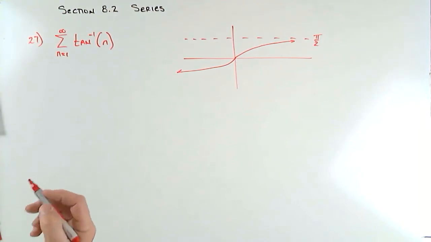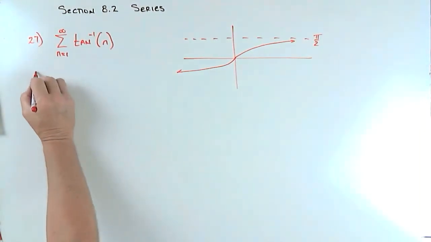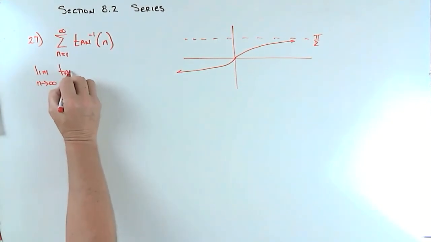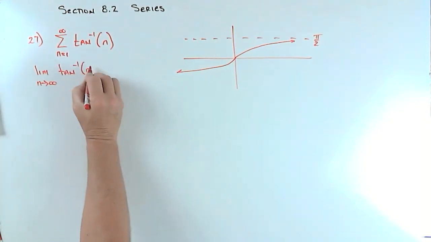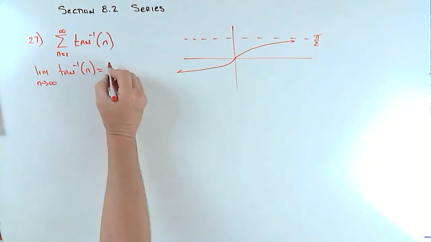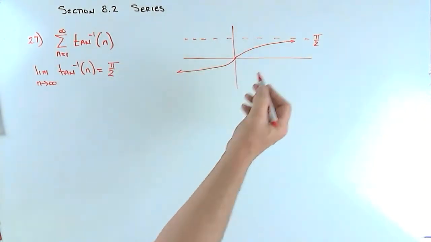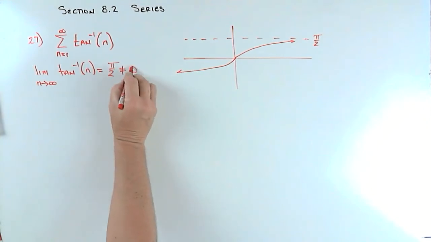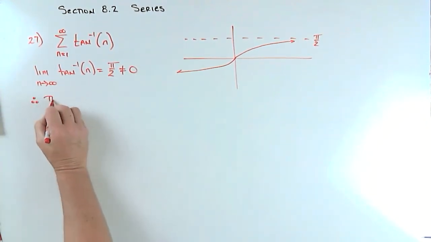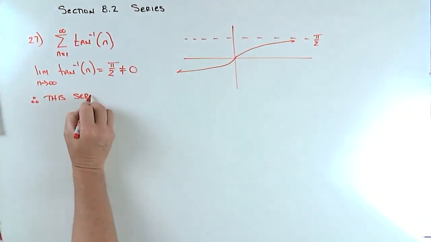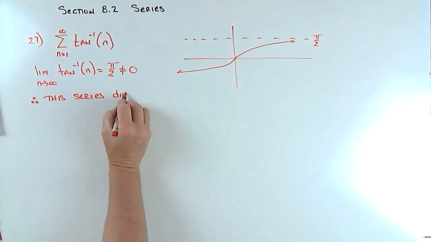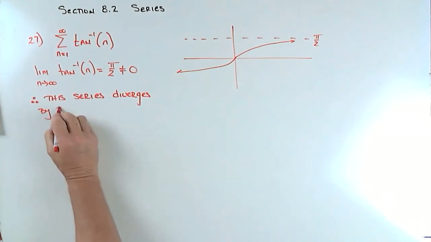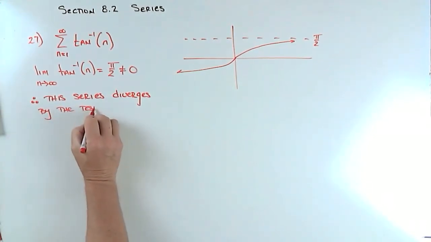And therefore, we can look at our test for divergence. We can take the limit as n goes to infinity of inverse tangent of n. We know that that limit is equal to pi over 2 because of the graph of the inverse tangent function. And that's not 0. Therefore, this series diverges by the test for divergence.